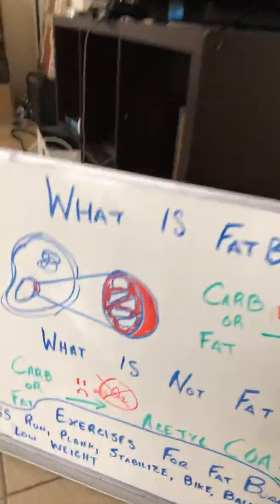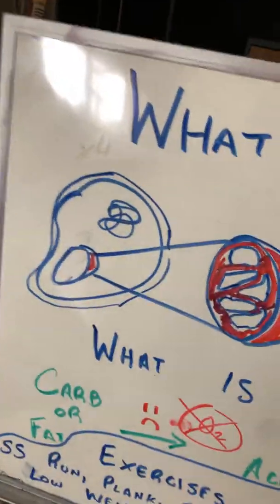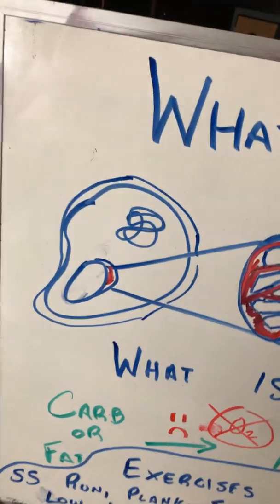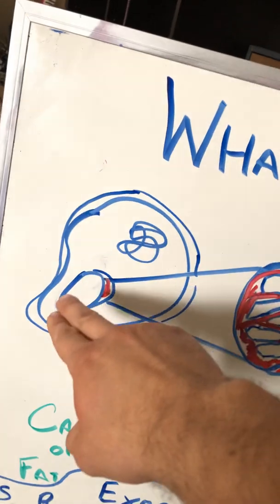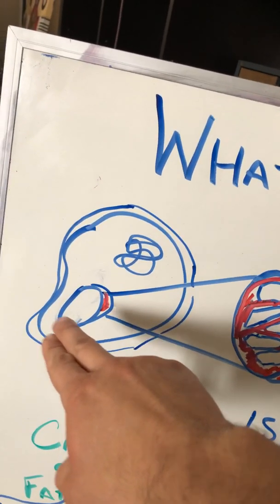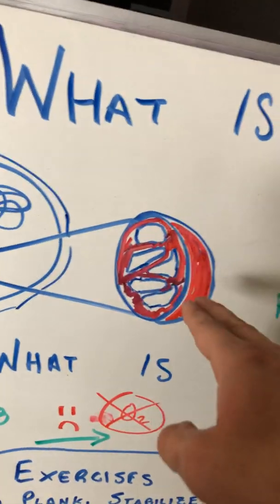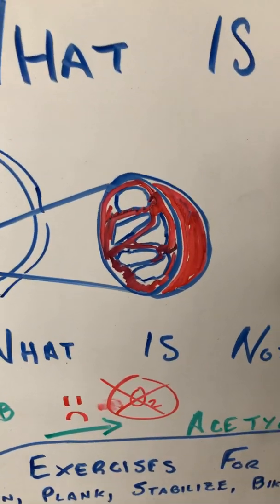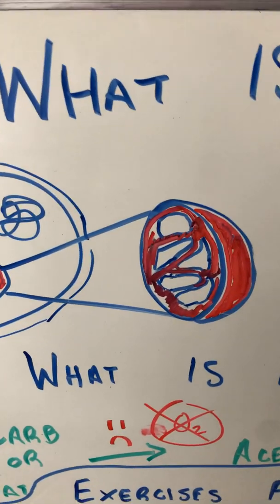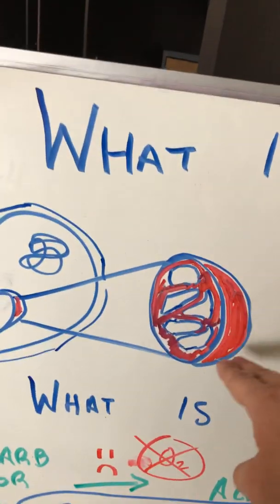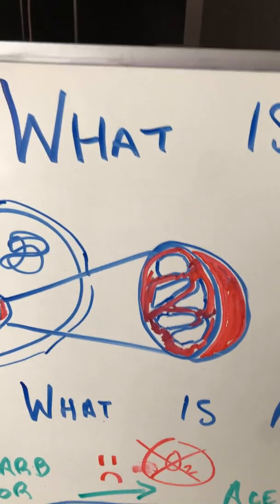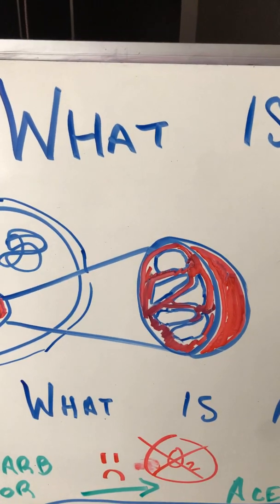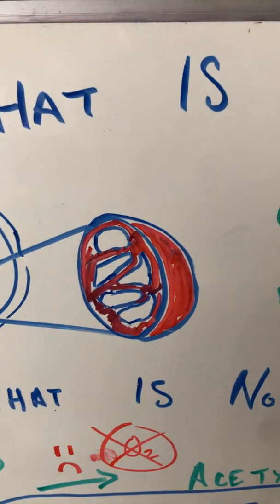I'm going to turn this camera around and you're just going to hear me talk a little bit. So right here, what we have is the cell. It's not the best drawing. Inside that cell, we have an energy making factory called your mitochondria. This is how we make a molecule called ATP, adenosine triphosphate, and that is a high energy molecule.